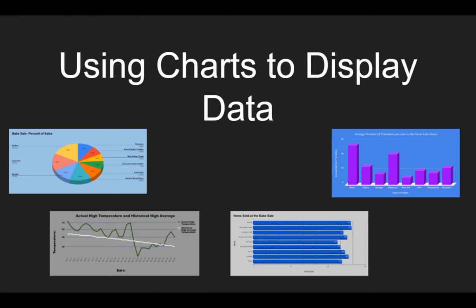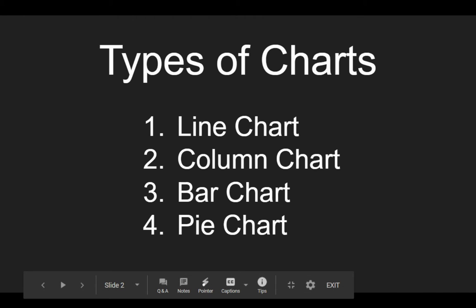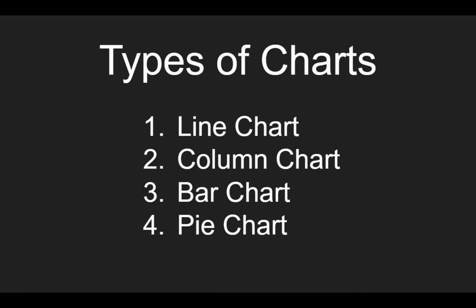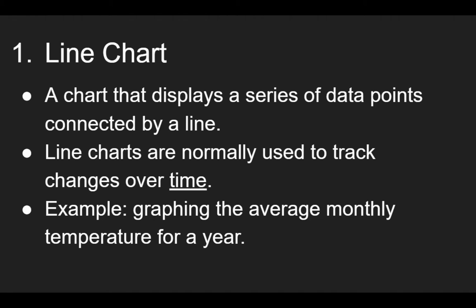Using charts to display data. In Google Sheets, there are four main types of charts that we use. These are line charts, column charts, bar charts, and pie charts. The first is a line chart.